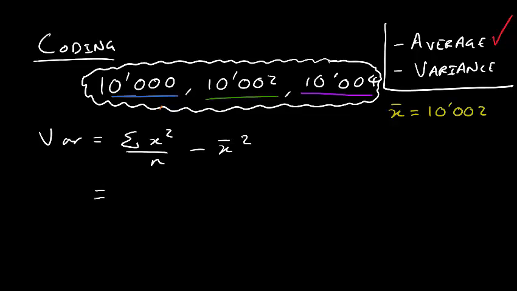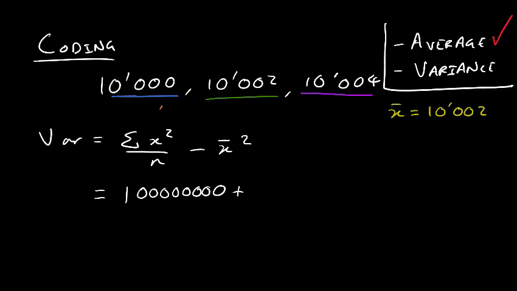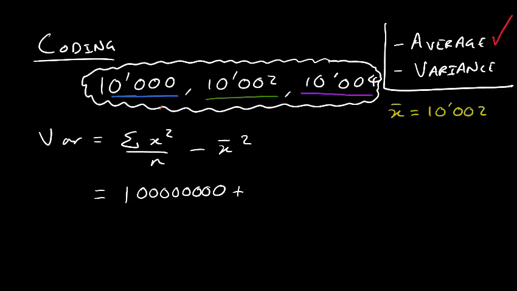First I need to work out the square of each of these individual values. 10,000 squared works out to be 1 followed by 8 zeros. So 1, 2, 3, 4, 5, 6, 7, 8. Now this is already looking absolutely nasty, but there we go. Big numbers. Then I'm going to add that to 10,002 squared, which works out to be 1,000,400,04. Okay, that's still pretty nasty.